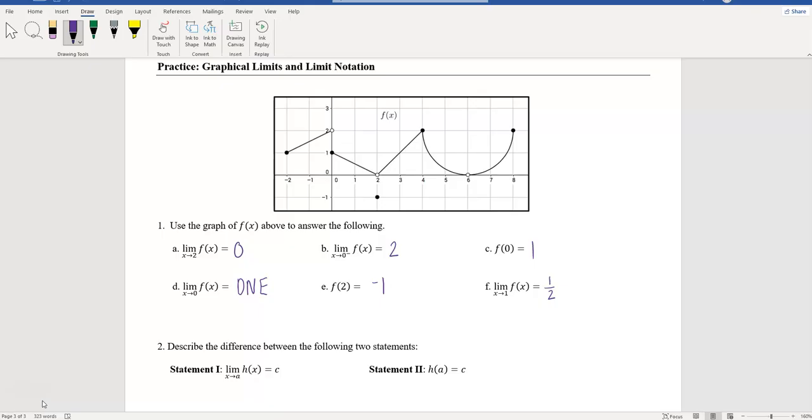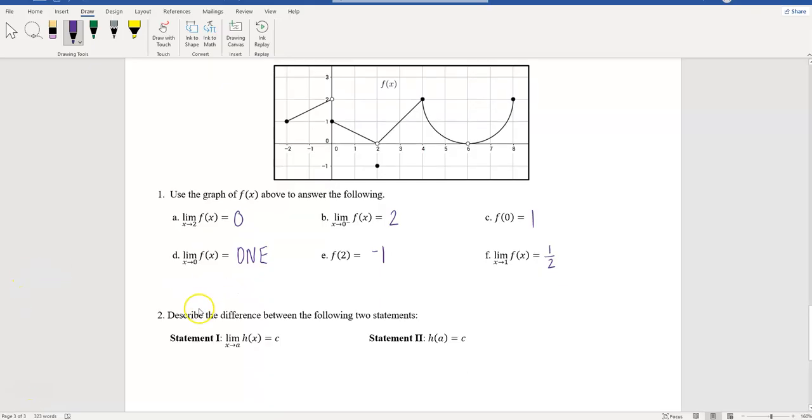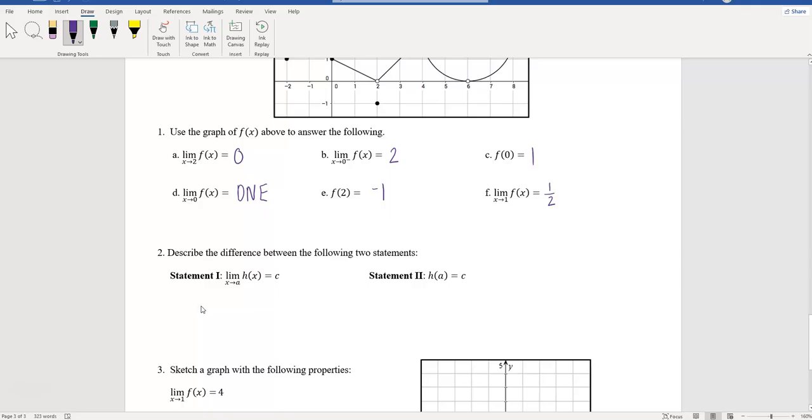Okay. Questions there? We all good on this? Okay. All right. Number 2. I would love to see what you guys said in your own words on the difference between the limit as x approaches a of h of x and h of a equals c. What is the difference between having the limit as x approaches a and the h of a? So, anybody think they got a good way of putting it that they want to share?